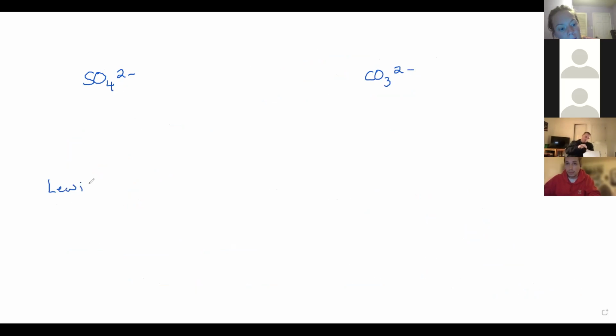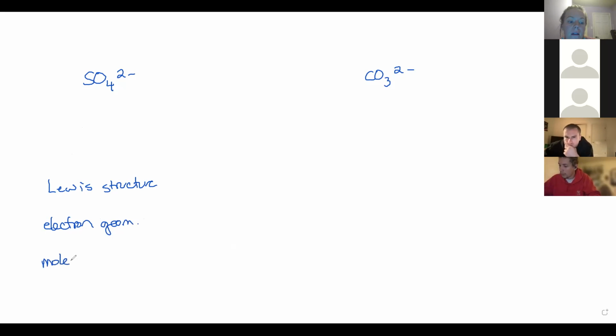Lewis structure. And you can put that up here. Then I'm going to want the electron geometry and the molecular geometry, okay, for both of those.